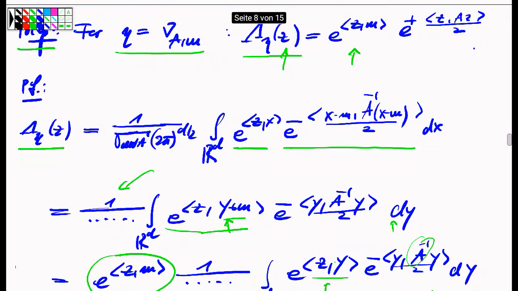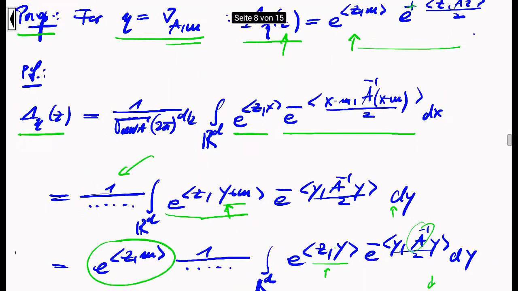Okay, I look at this statement again, and I need to correct. So the right formula for the Laplace transform of a d-dimensional Gaussian measure is given like this, where in the second exponent we have a plus. And why is this true?